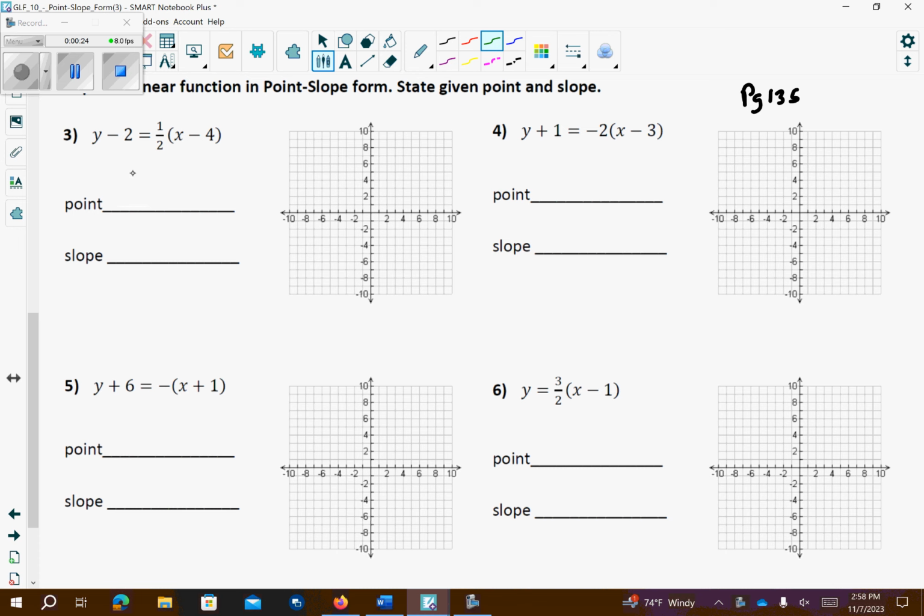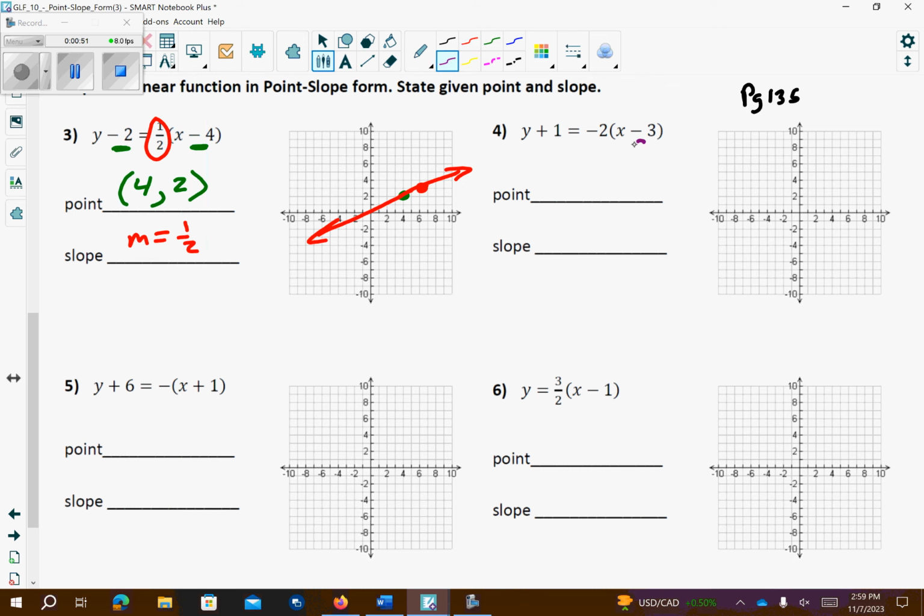All right, so first thing, when the point comes out, I'm going to do the opposite. So it's no longer -4, it's now a +4. It's no longer a -2, it's a +2. I'm going to plot the point 4, 2, which goes right there. And then my slope is 1/2. So from the point I drew, I'm going to go up 1, right 2. That's all it is.